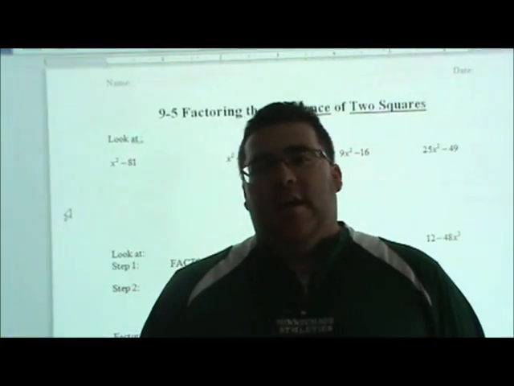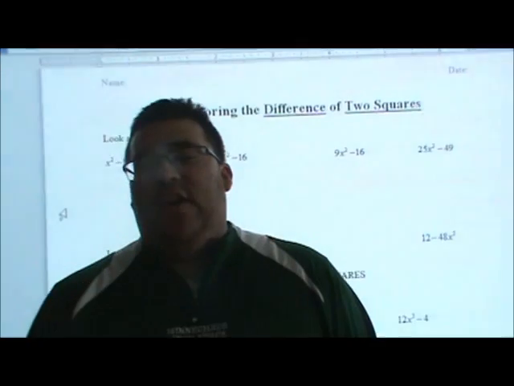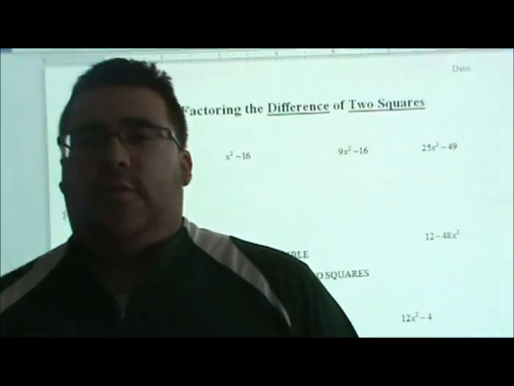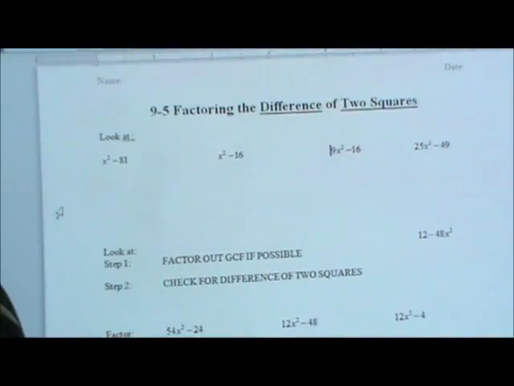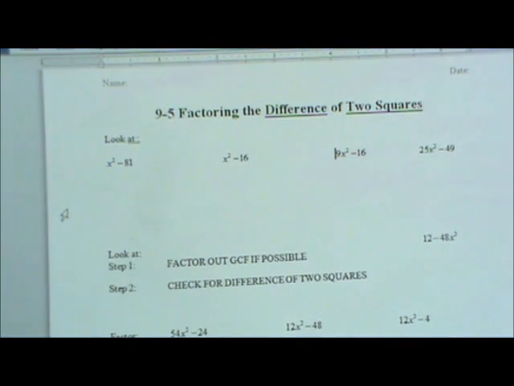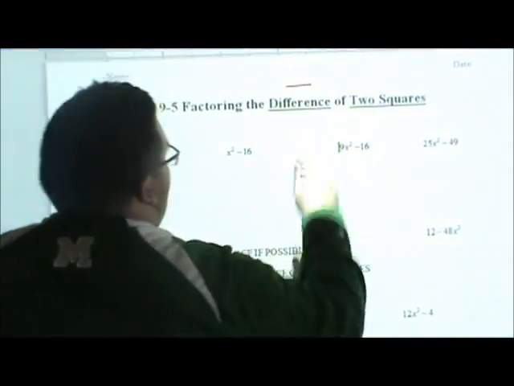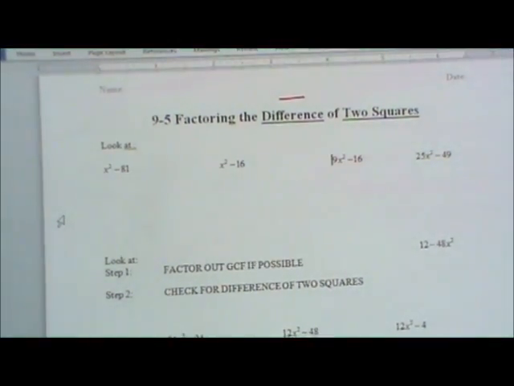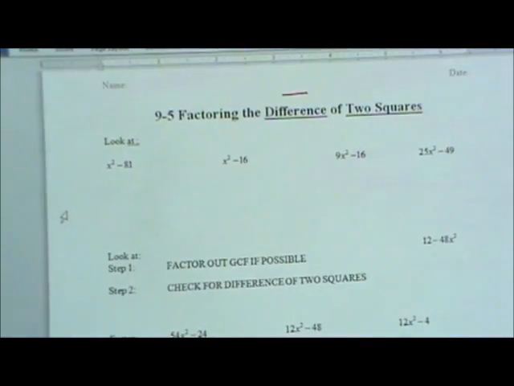Nickerson here. And today we're going to cover a little bit of 9-5, factoring the difference of two perfect squares. When we have the factoring of the difference of two perfect squares, we're only going to have two terms, and both terms need to be perfect squares. But a crucial part, you got to have difference. We got to have subtraction. So we've got x squared minus 81.